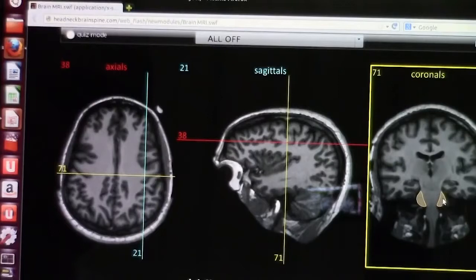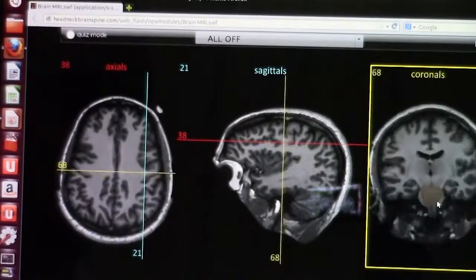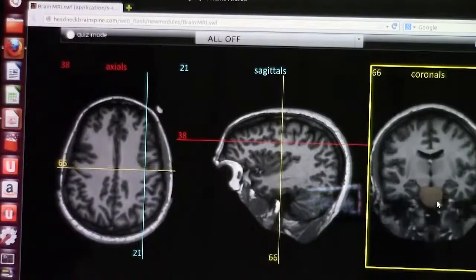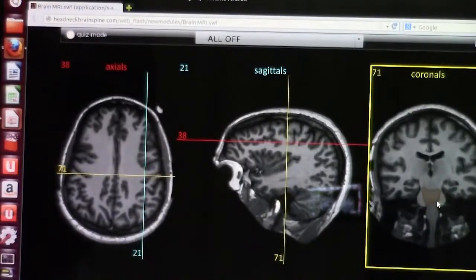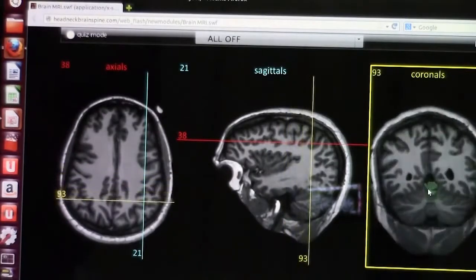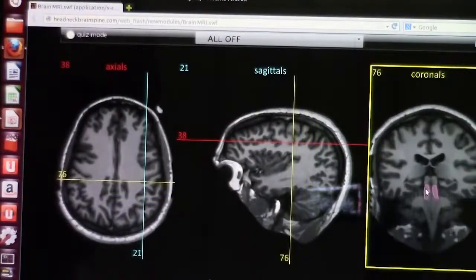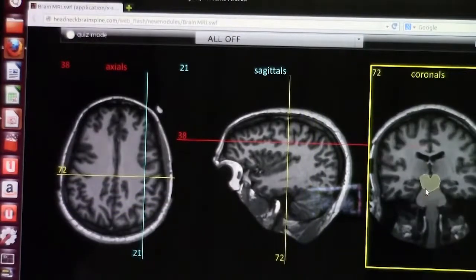And you see here, guys, the middle cerebellar peduncle. Here you see the lateral ventricles, and here the third ventricle, and here you see the quadrigeminal cistern. Of course, you need to keep looking at the whole brain MRI. This is bilateral the vertebral artery.